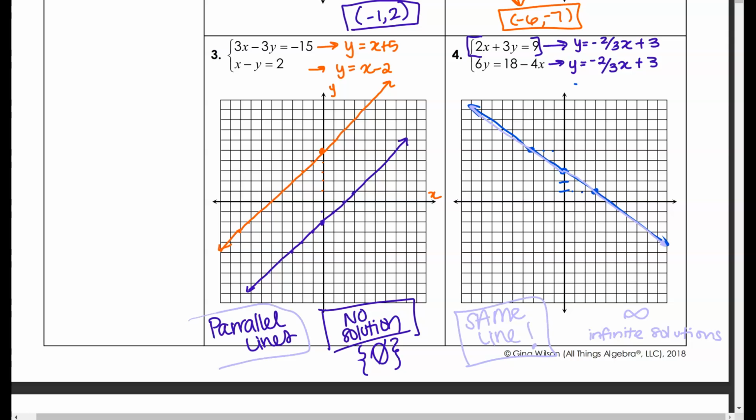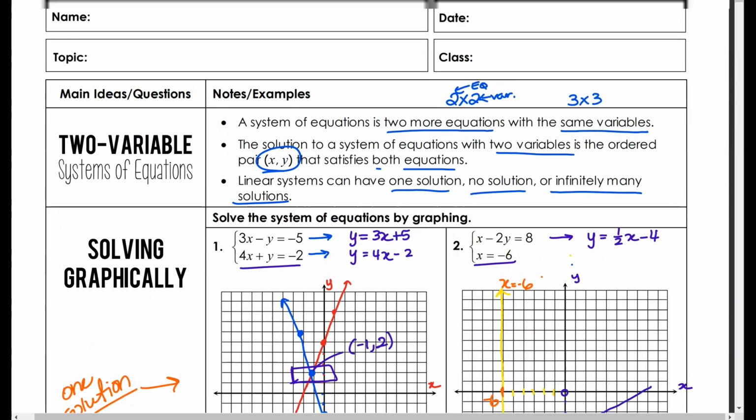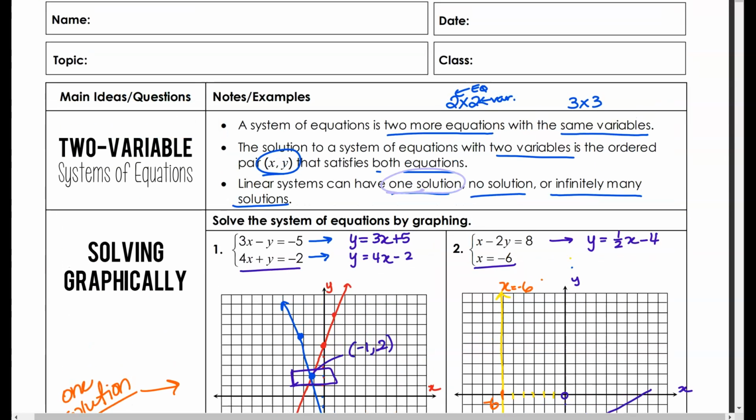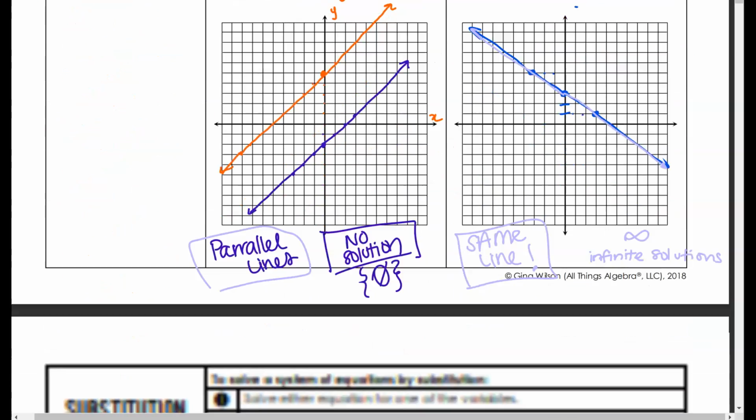So like we said earlier, there are 3 different types of solutions. If we come back up here, we have one solution, or what we call a unique solution, no solution, and infinitely many solutions. And that's what we just saw in these 3 particular graphs.